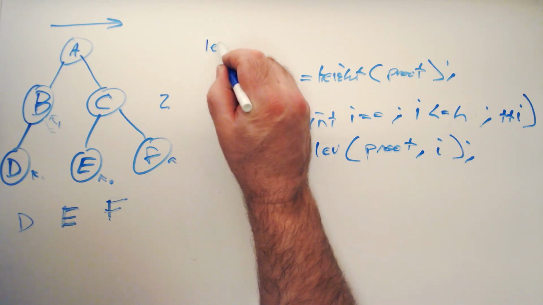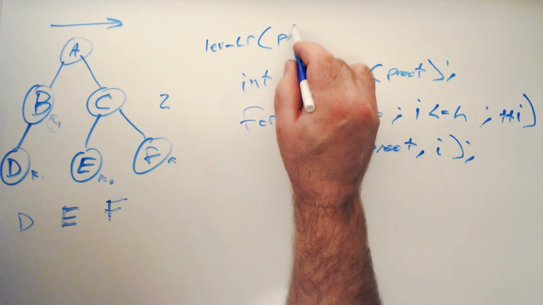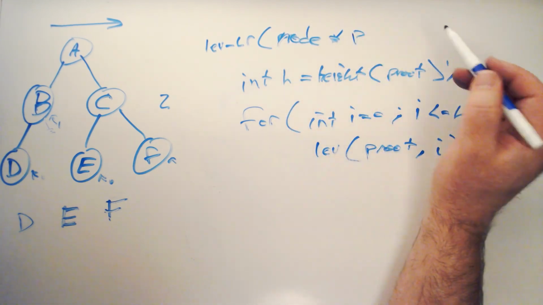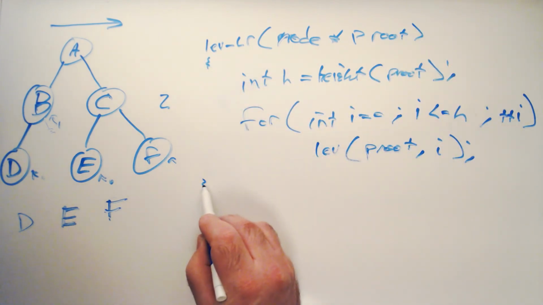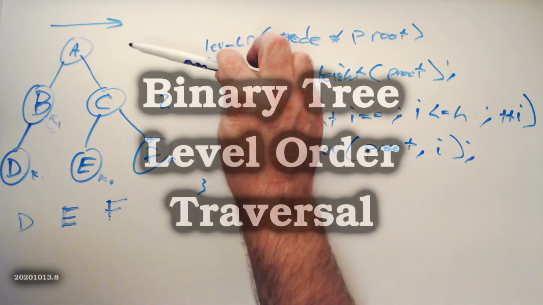So we can call this one like Lev LR and give it node star P root. And there you go. There's my print out of the entire tree in left to right order by level.